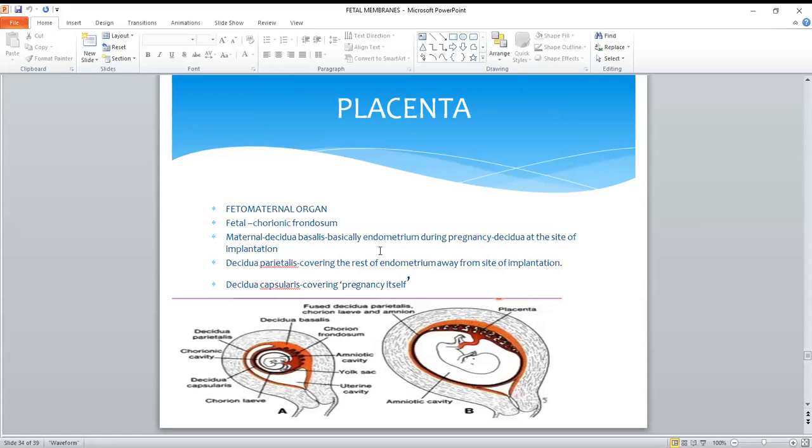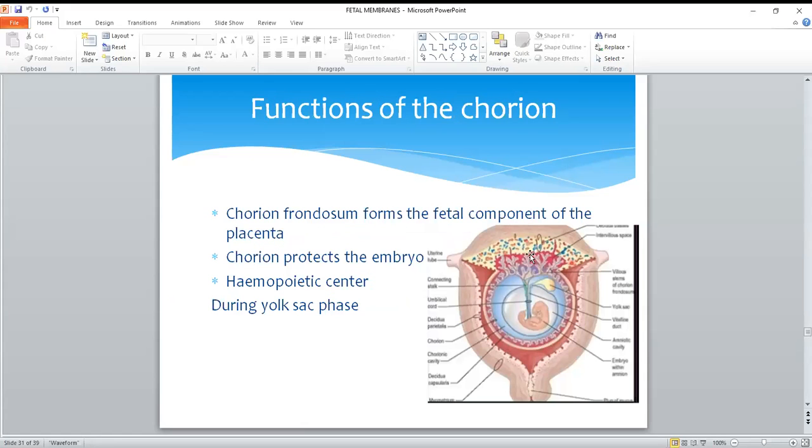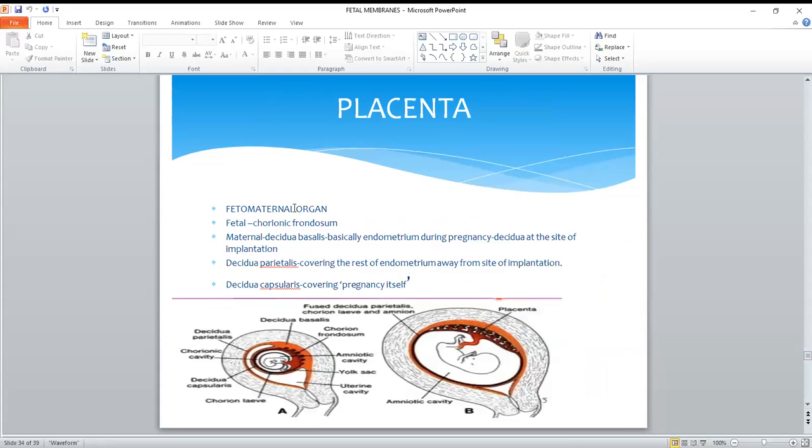So the placenta, it's a fetal-maternal organ. The fetal bit of the placenta is the chorion frondosum. This is the bushy chorion, as I had shown you earlier. It forms the fetal bit of the placenta, and then the maternal bit is usually formed by the decidua basalis. The decidua is basically the endometrium during pregnancy, usually enlarged and filled with glycoproteins. Just when you hear the word decidua, it's just the endometrium during pregnancy.